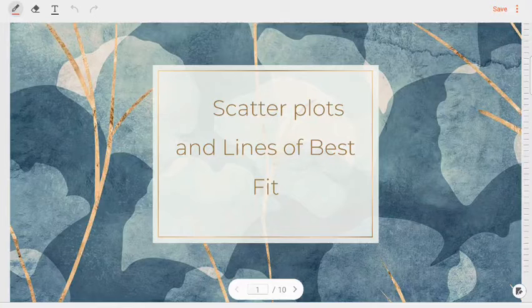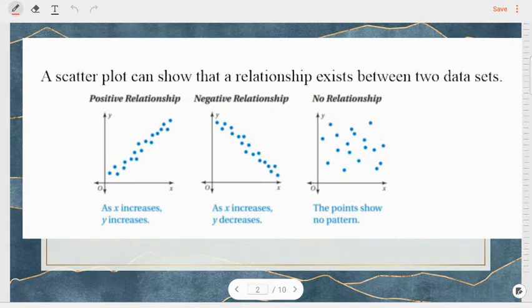Going to cover scatter plots and lines of best fit. So let's go ahead and get started. To begin with, I'd just like to talk about what a scatter plot looks like. Each of these are examples of scatter plots, and scatter plots are used to show relationships that exist between two data sets or two things that I might be interested in comparing.